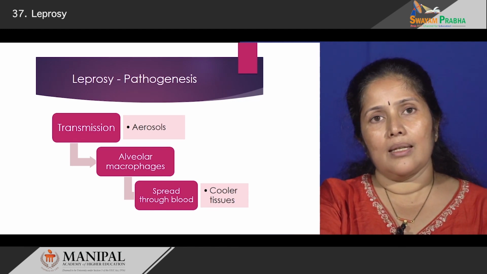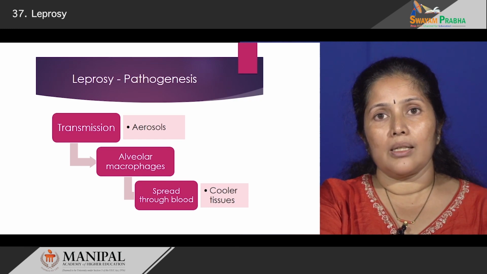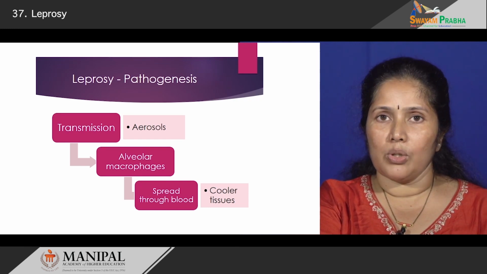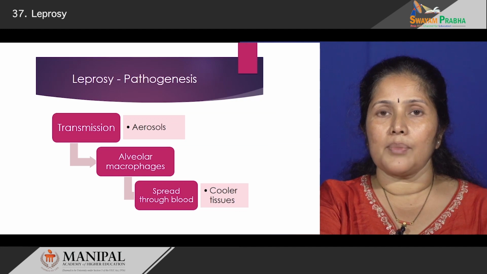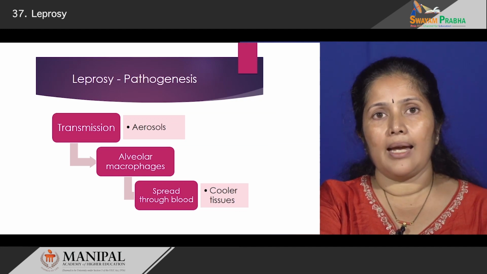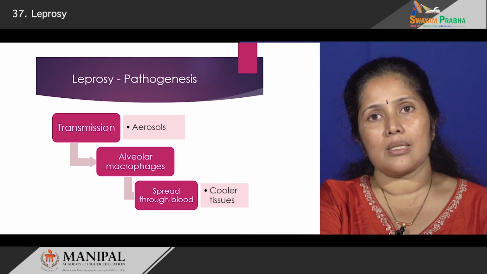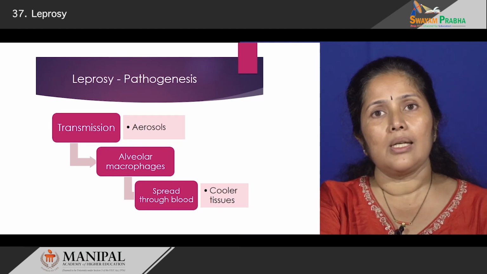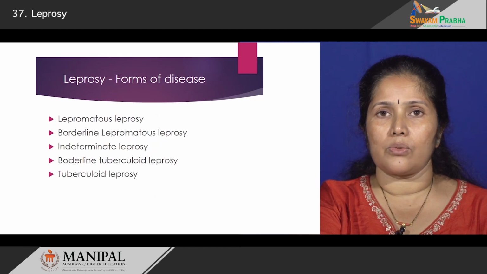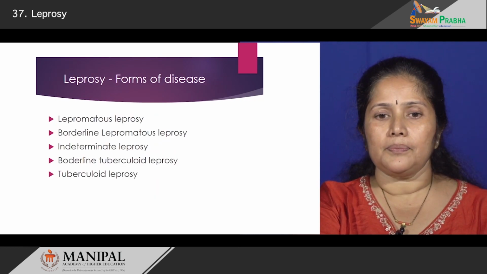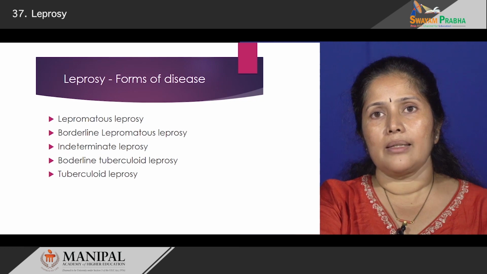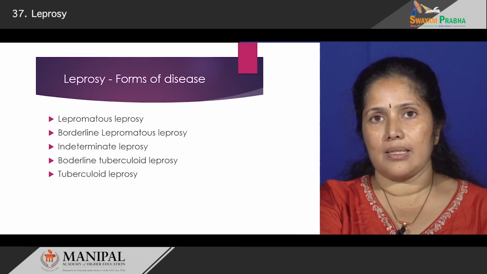Now, an interesting thing is that these bacilli can proliferate in cooler regions of our body, and that is why it has a predilection for skin and nerves. So, as we go along you will see that patients have developed a lot of lesions in relation to the skin and in relation to the nerves. Now, let us look at the different forms of disease.